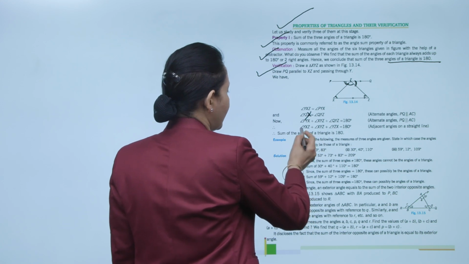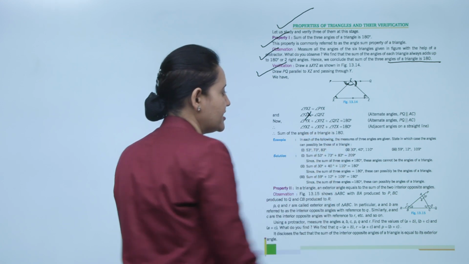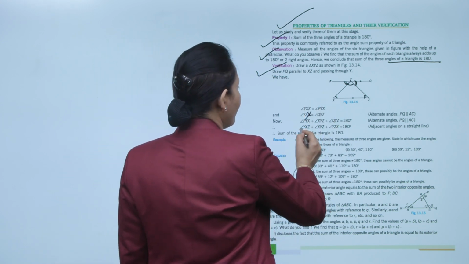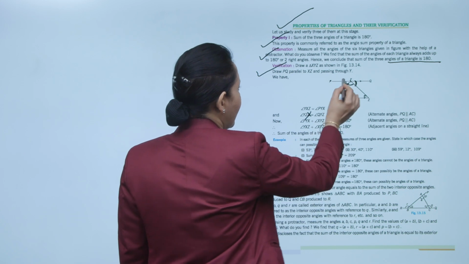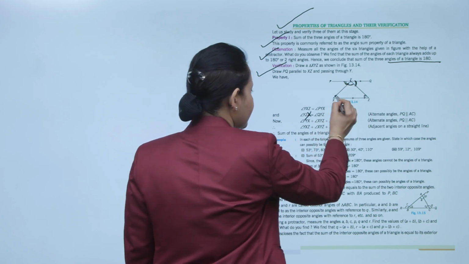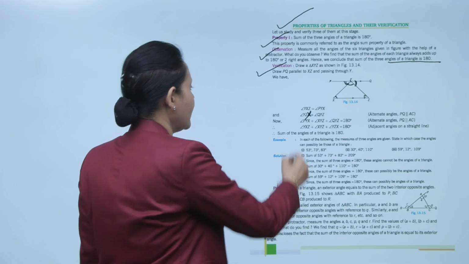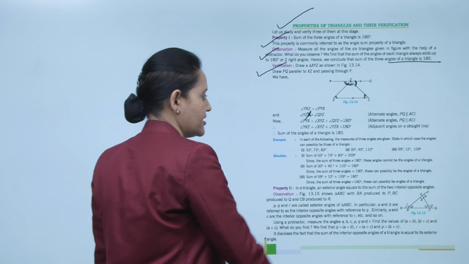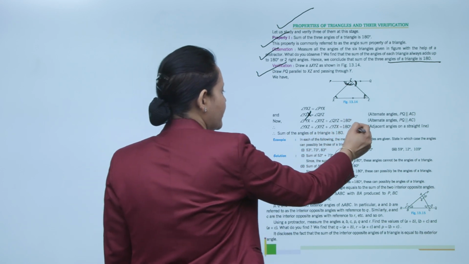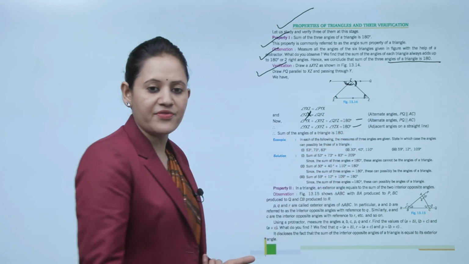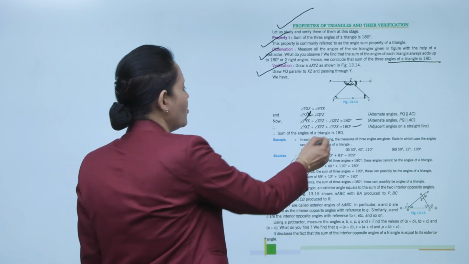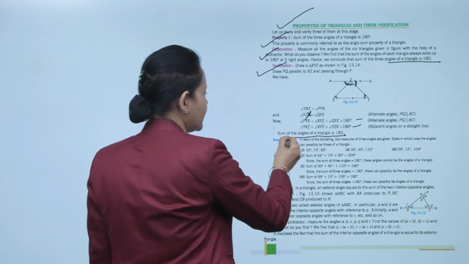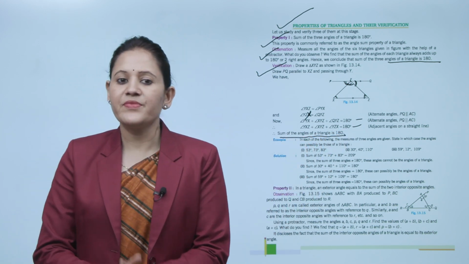Now, the angles X, Y and Z add up to 180 degrees: angle YXZ, this angle, and angle XYZ, this angle, and this angle, equals 180 degrees. So the sum of the angles of a triangle equals 180 degrees. The sum will be 180 degrees. Clear? Now we'll take an example.